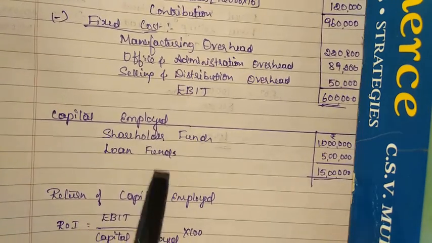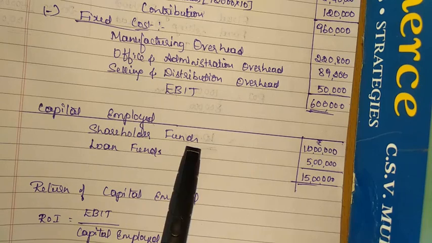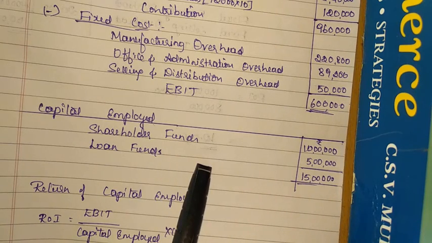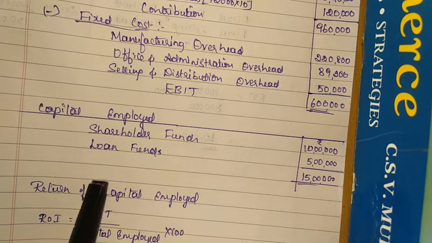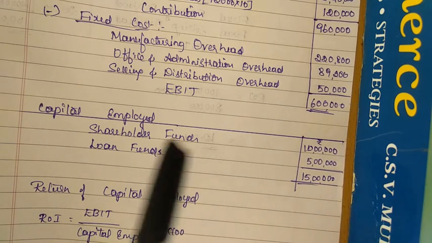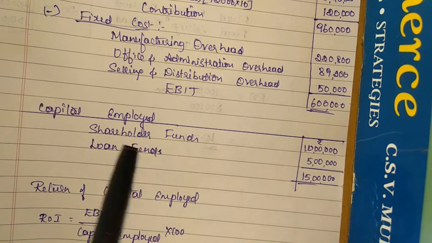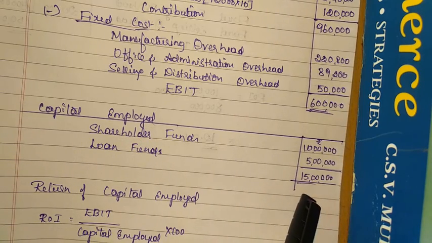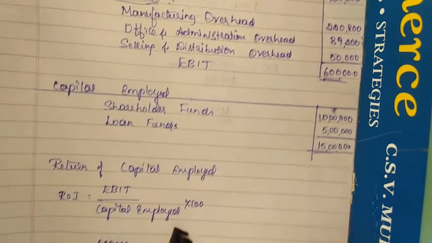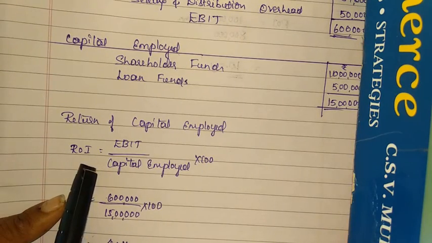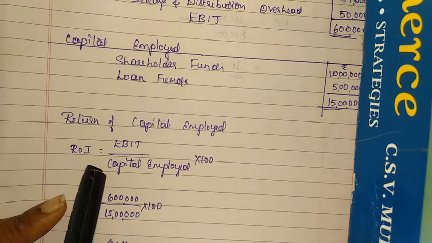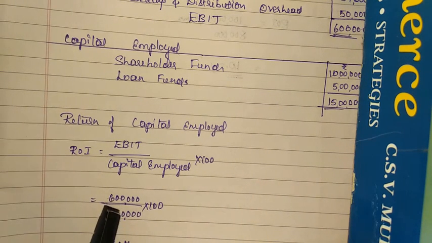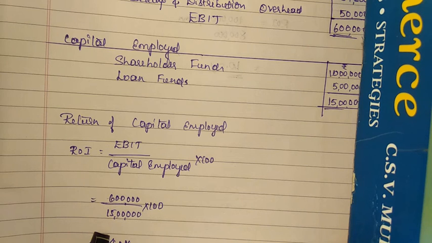Then capital employed, only two items given in a balance sheet, that is shareholders fund and loan fund, and there is no investment. If there is investment you have to deduct it. If there is fictitious asset you have to deduct it, but there is no such item, only two items are there. So 10 lakh plus 5 lakh, it is 15 lakh is a total capital employed. So the formula is ROI is equal to EBIT divided by capital employed into 100. So EBIT is 6 lakh divided by capital employed is 15 lakh into 100. So return on investment is 40%.